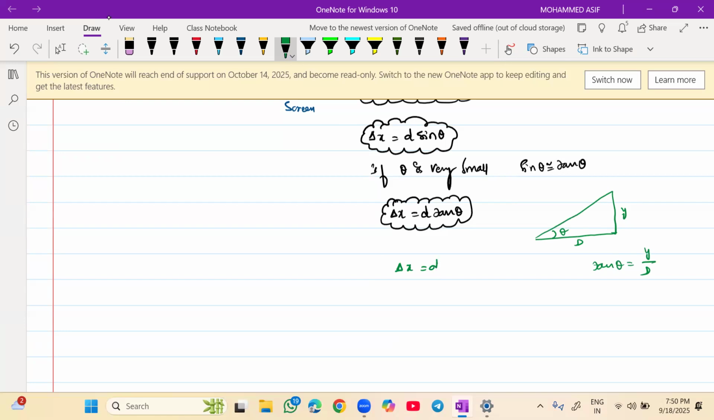So this will become D for me. So tan theta will be y divided by capital D. So delta x is equal to d into y divided by capital D. So this is our basic formula for your path difference. Very important. Am I clear? Yes, sir.